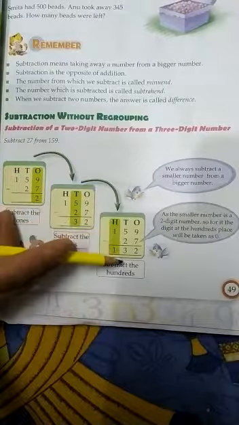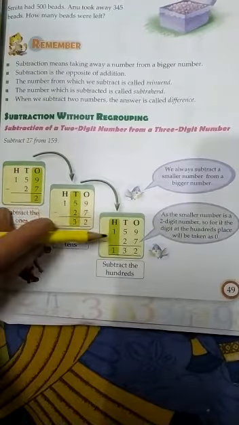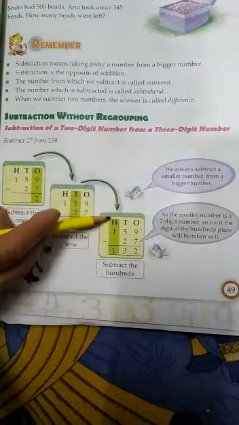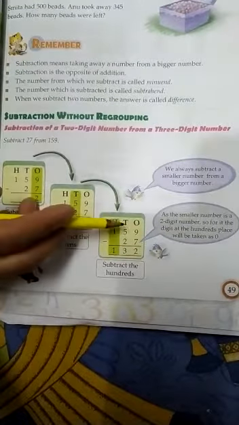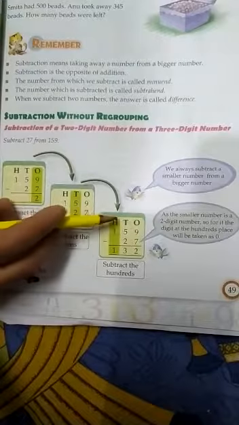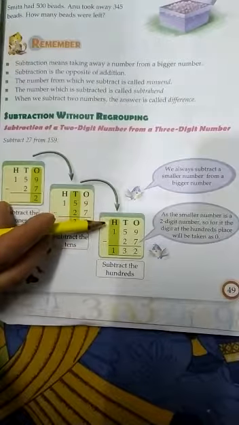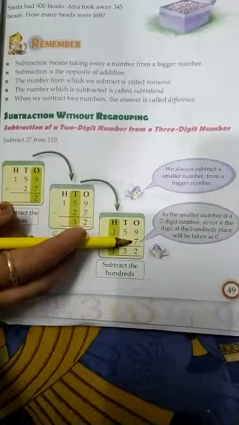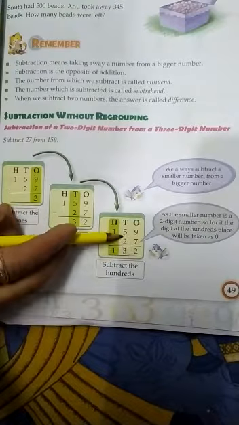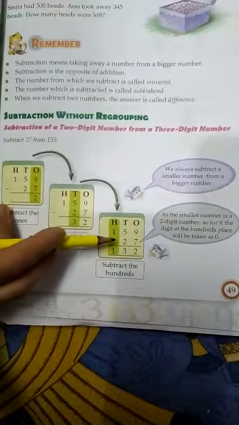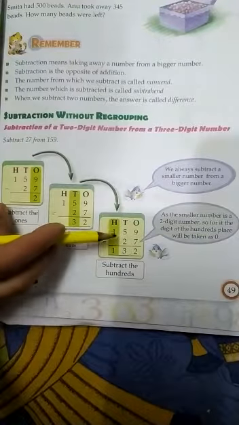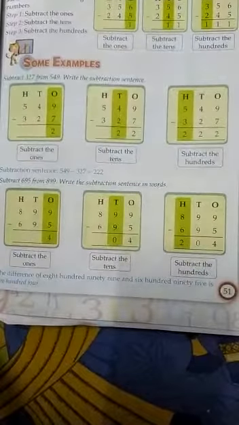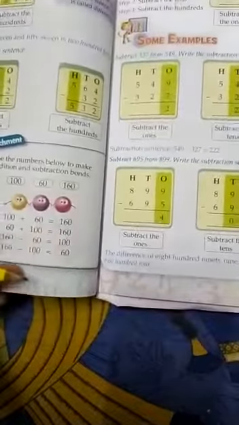You have to write, and then the smaller number from the greater number you can subtract. You start from the ones place, then tens, hundreds. From 9 you can subtract 7, you will get 2. From 5 you subtract 3, 2. From 5 you subtract 2, you will get 3. 3, 2, 2. This way you can subtract a 3-digit number.